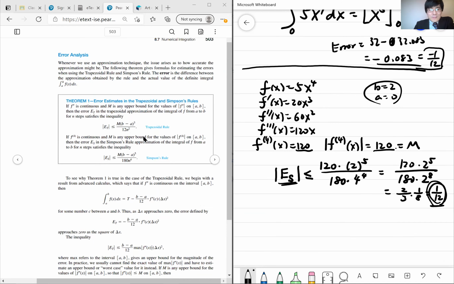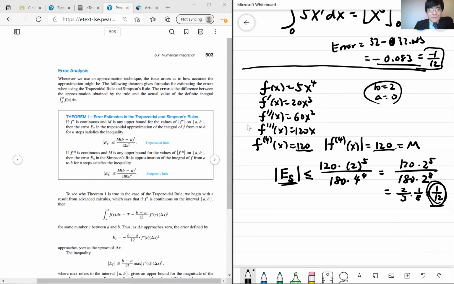Now, what if we use the trapezoid rule? For the trapezoid rule, we just use the same thing, but instead of the fourth degree derivative, we use the second derivative. So f double prime of x is at most 60 times 2 squared in this case. So M is equal to 240.